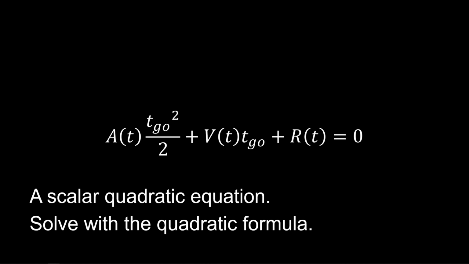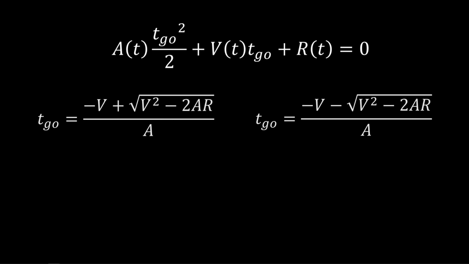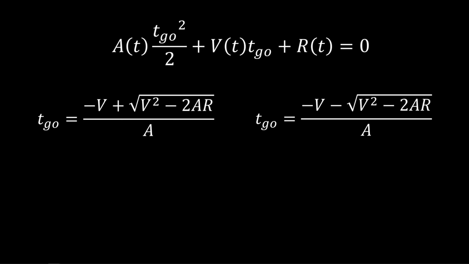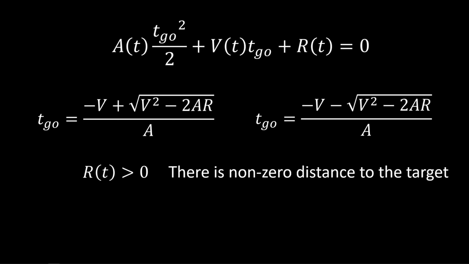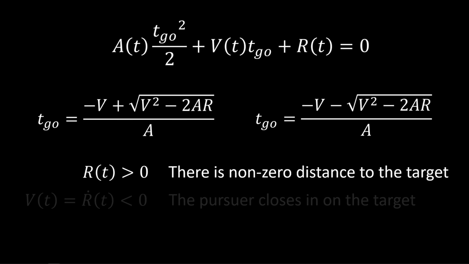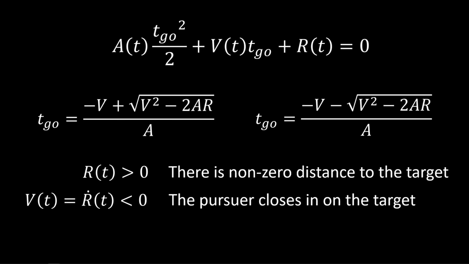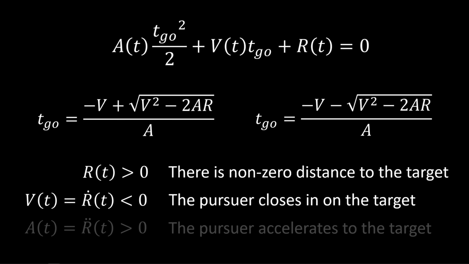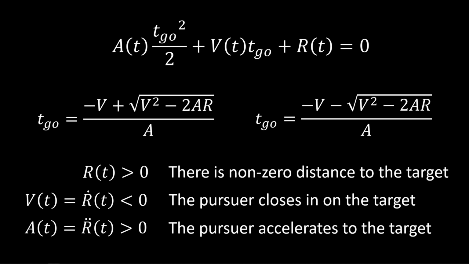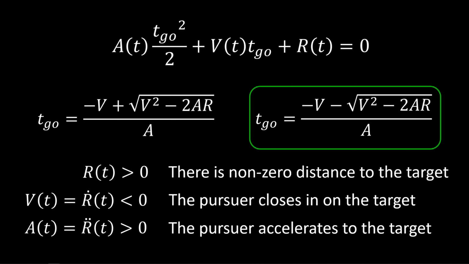Since the quadratic formula has two solutions, let's briefly examine their terms here to identify when they may be valid. We'll make the assumptions that range is positive, range rate is negative, and range acceleration is positive. Through trial and error, we find here that these assumptions hold. And with these assumptions, this solution is valid.